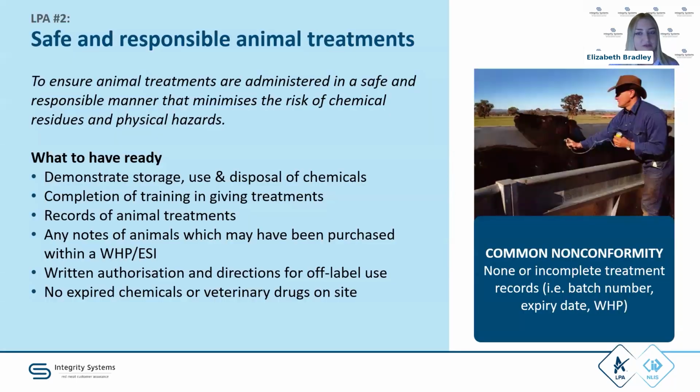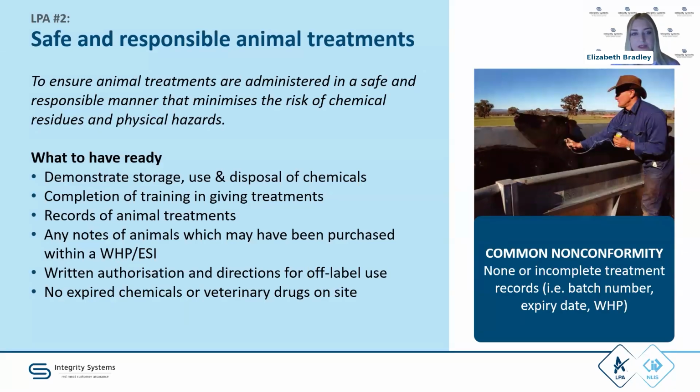So property risk assessment's the first one. The next one is around animal treatments, or giving animal treatments to livestock on the property. We want to make sure that we're giving a good treatment to the animals, the treatment's doing what it needs to do and it's not going to hurt them. But also that we're not going to end up with chemical residues in the meat once they go to processing.